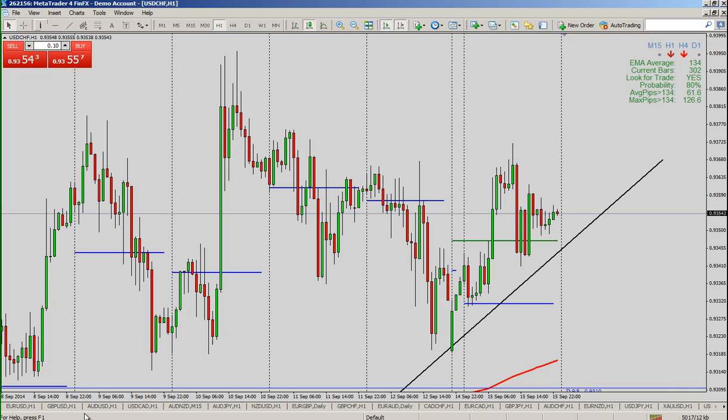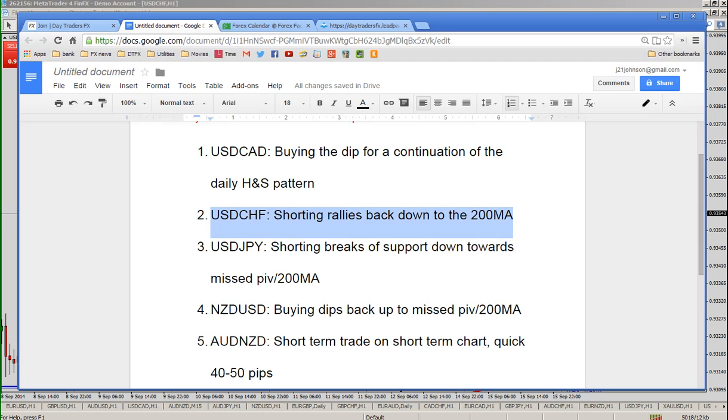Okay, so dollar Swiss franc, we're looking for a breakout. We're looking for an opportunity to trade this pair down, and I'm liking that one. And remember, we do have FOMC news this week, so we're going to be looking to get into some of these trades and manage them with the coming news and so on.